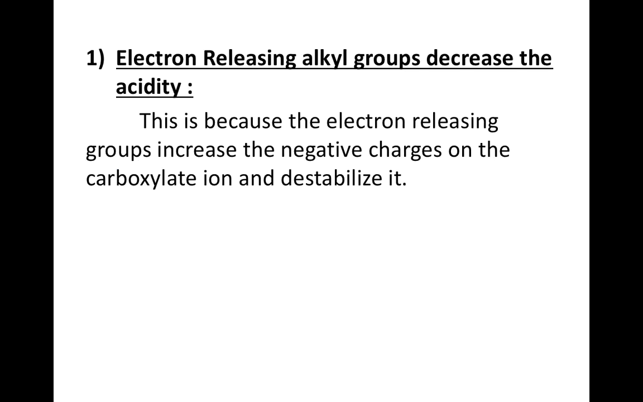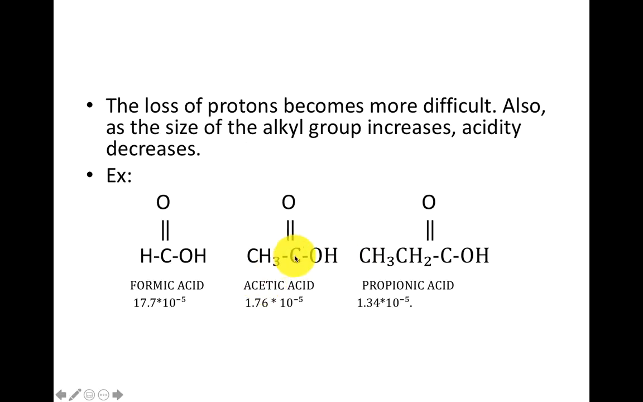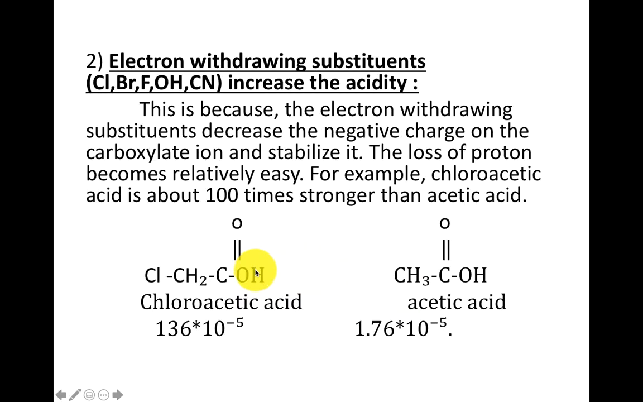All of you, electron releasing, for example alkyl groups, decrease the acidity. Examples are acetic acid, propionic acid and also formic acid. Next is electron withdrawing substituents, for example halogens, hydroxy group and also the cyano group. So remember the explanation also: electron withdrawing means the C double bond O containing carbon, the positive charge will be very high. Since the positive charge is very high, it can easily accept the electrons from the hydrogen. So it can easily liberate this proton.